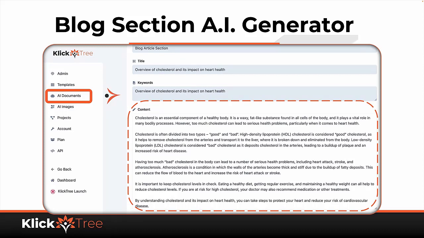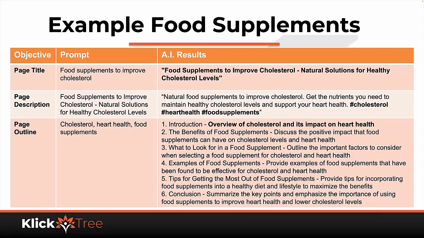Now you can edit that on the page. And what I want to give you is an example in the food supplement industry. If I want to build a page very quickly, then in the prompt is where I put my input, and what it spits out is the AI result. So on my page title, I put a prompt: I want to do something in food supplements to improve cholesterol. All right, so it gives me the title.